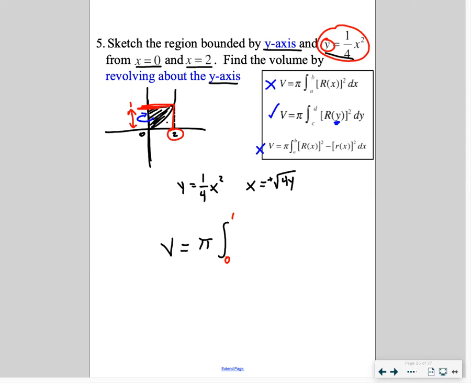And after that, it's just plugging in. So this is going to be square root of 4y squared dy. And you get 6.283.